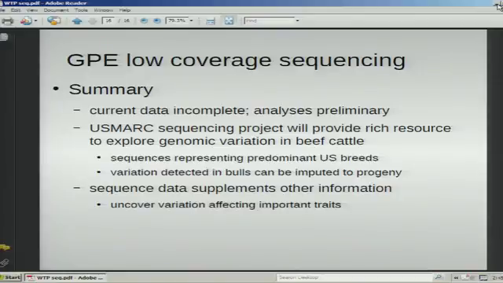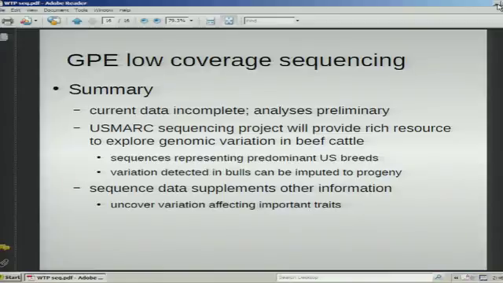So all of this is with incomplete data and preliminary analysis. But when I look at it, it looks like this project's going to provide us a lot of information that we can use to better explain how variation in the genome does affect performance.